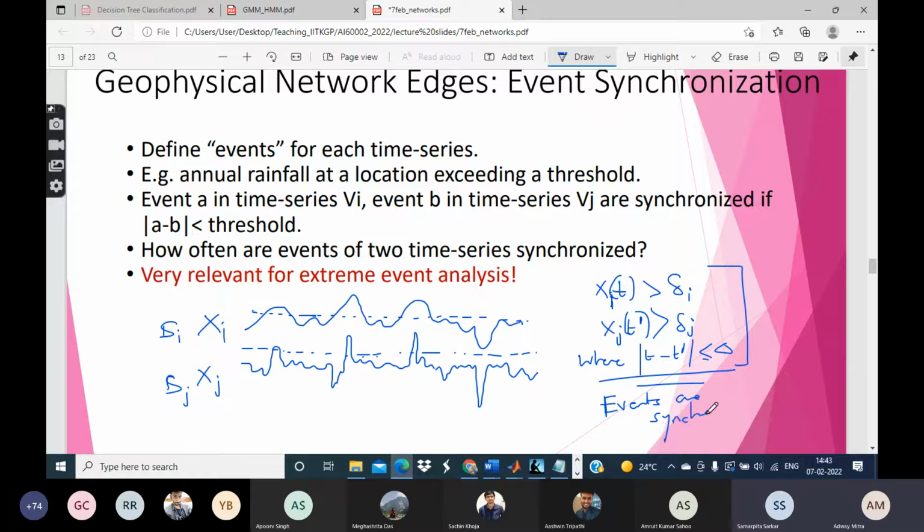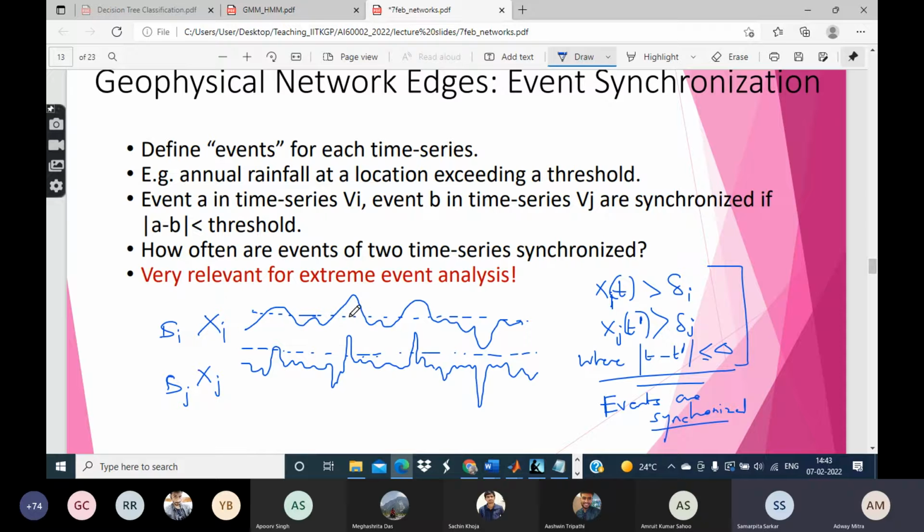So now I may ask these two questions. I may ask that whenever an event happens with respect to xi, how many times does it co-occur with an event at xj? And similarly, I can also ask, whenever an event happens in xj, how often does it coincide with an event in xi?